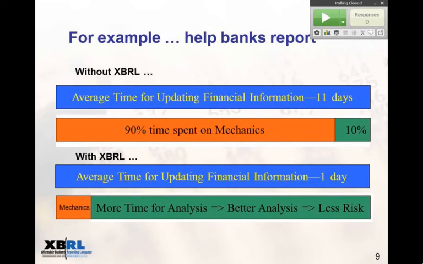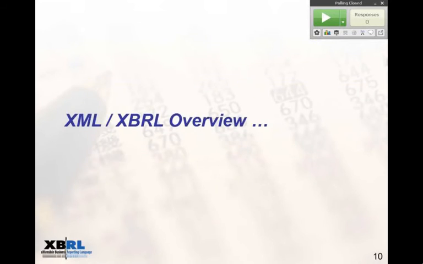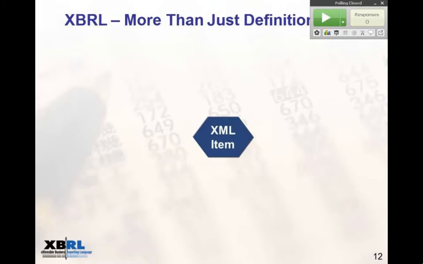This is actually from Bank of America. What they said is that in order to give a loan, they took 11 days to prepare information, and then 1 day to make the analysis and decision. And with XBRL it is exactly the opposite. I'm not going to do this.